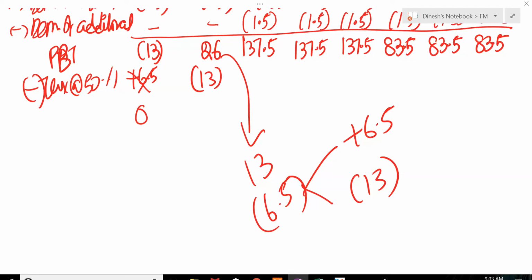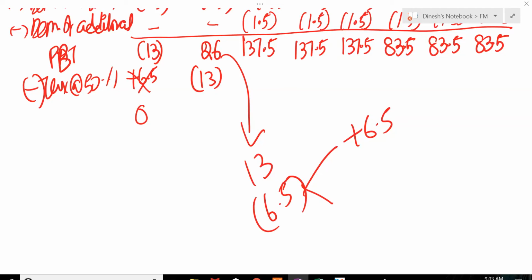Wherever there are losses, we will have to consider tax saving. Any doubts in this? There is no carry forward option. You have to pay 6.5 tax in the first year. Save. You're saving. Why are we even paying tax?